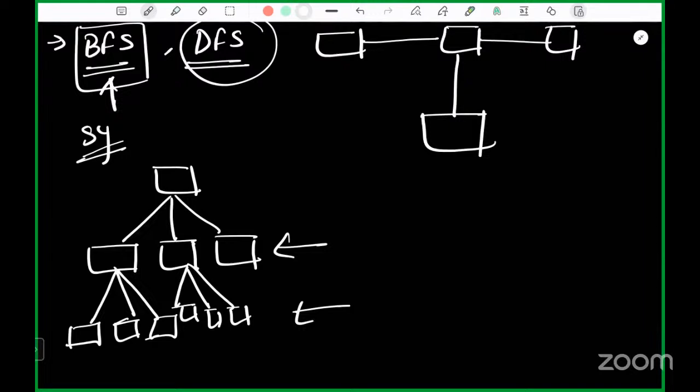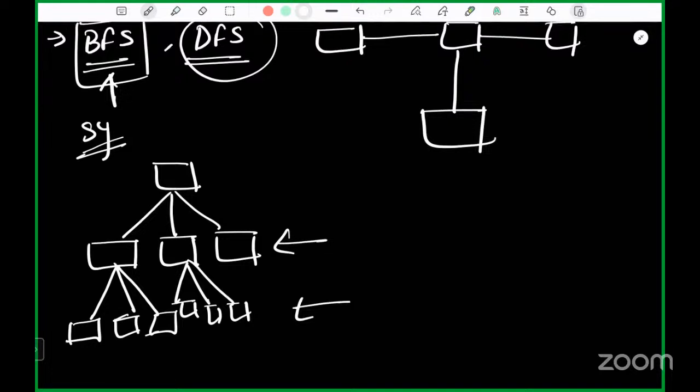In detail, we have so many things. In BFS we have levels. In DFS we have DFS numbering and all those things. But let's consider one small example of a BFS and DFS tree. Okay, what is a BFS and DFS tree?